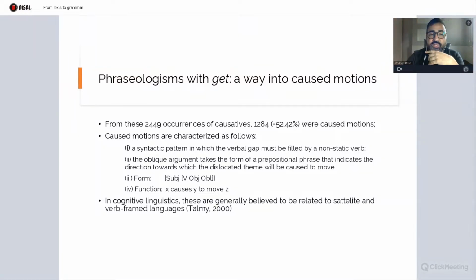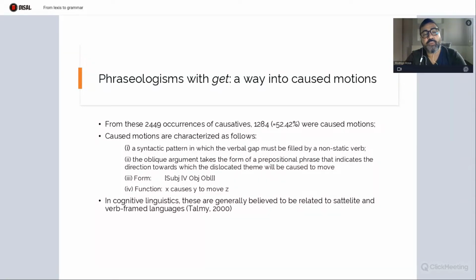And these are some of the characteristics of caused motions. I'm not going to spend a lot of time on this, but what is it? It is characterized as follows. It's a syntactic pattern in which the verbal gap must be filled by a non-static verb, static verb, sorry. The oblique argument, that is, here in the example "across to the public," takes the form of a prepositional phrase that indicates the direction towards which the dislocated theme will be caused to move. In that particular case, their ideas, okay?